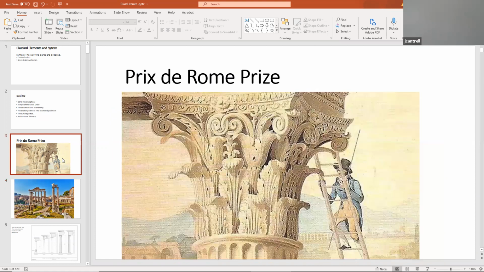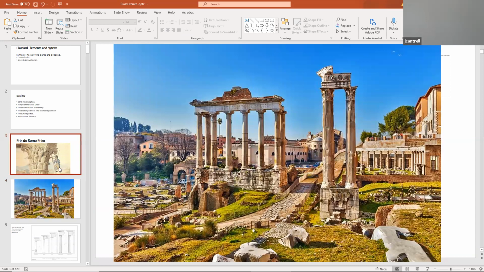I thought it was a wonderful watercolor showing that people were actually on ladders measuring these things. Just remarkable, a little bit scary to do, but that's how things were done back then. So we look at reconstruction renderings of Rome. These were manually done.